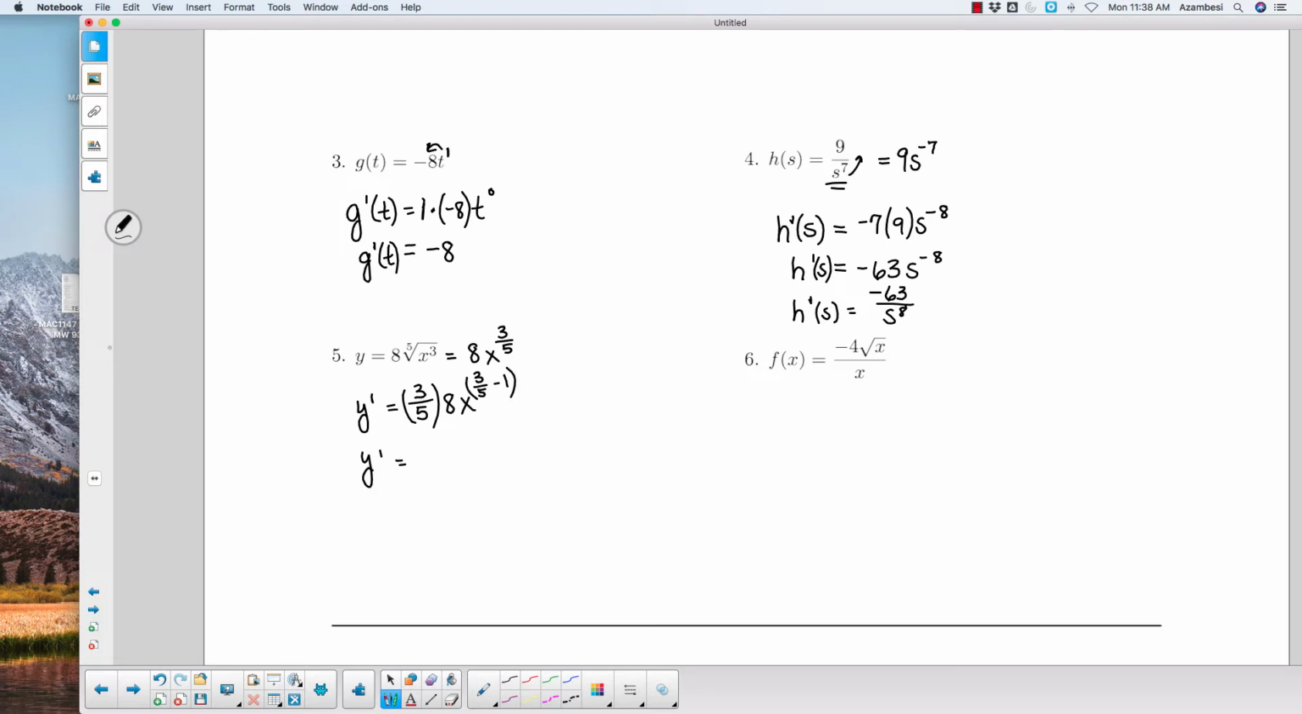Y prime is equal to 24/5 x. 3/5 minus 5/5 gives me -2/5. And then we give it back in the way it was given to us. So since it's negative, I'm going to bring it to the bottom of the fraction. I already have the 5 there. This was a 24. So this is the 5th root of x squared on the bottom.